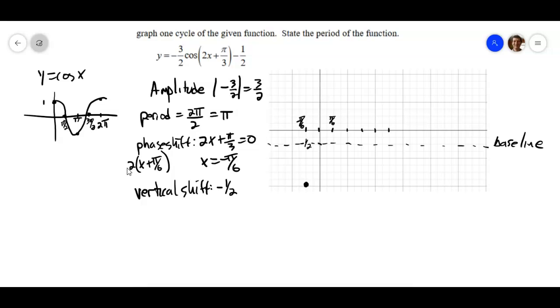After a period of pi, which will be 6 of these tick marks, 1, 2, 3, 4, 5, 6, I have it exactly there. It's going to be back to that spot. Halfway in between, which is 3 tick marks, it's going to be up at amplitude, which is up 1, 2, 3. There we go. And halfway in between there, here's where we're going to be at the halves. It's going to be at the baseline. Halfway in between 3 is 1.5, baseline.